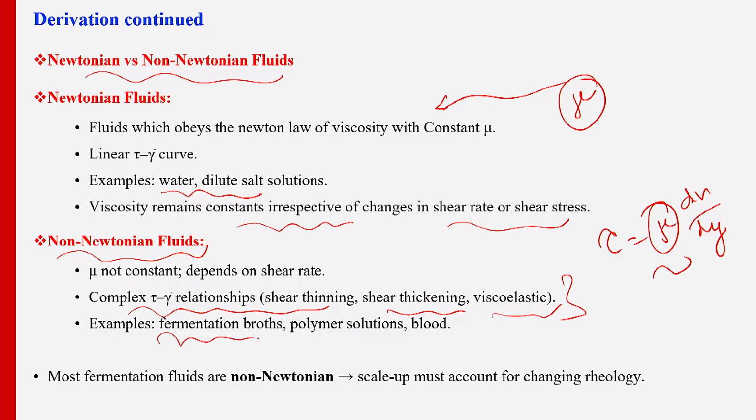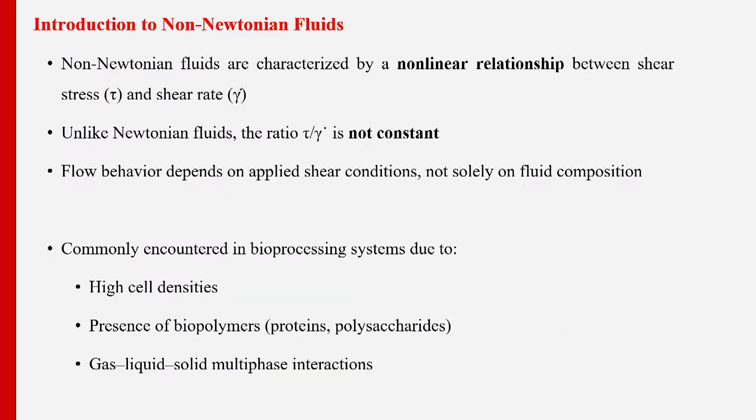Where will we use these? Fermentation broth, polymer solutions, and blood. In most fermentation, non-Newtonian behavior plays the main role. Definitely we need more knowledge about non-Newtonian fluids, then only can we get an idea when you make a fermenter or bioreactor. Then, the introduction of non-Newtonian fluids.